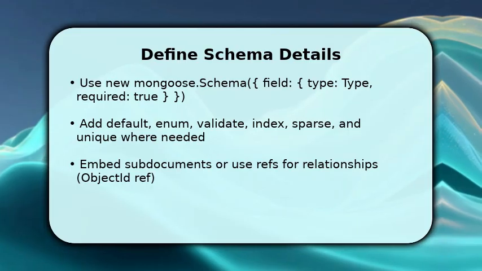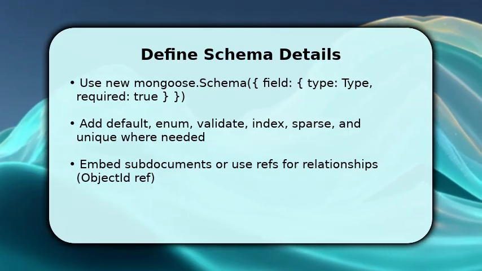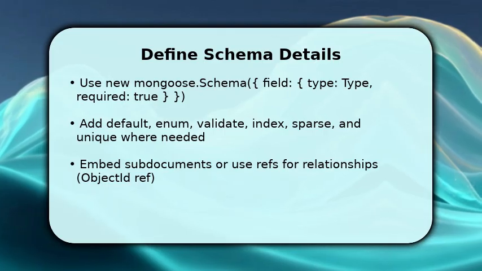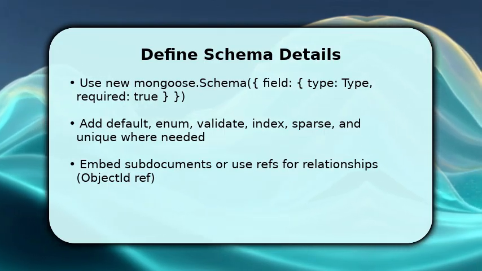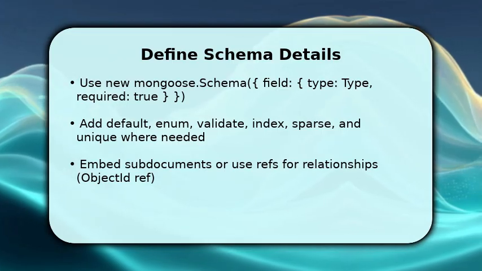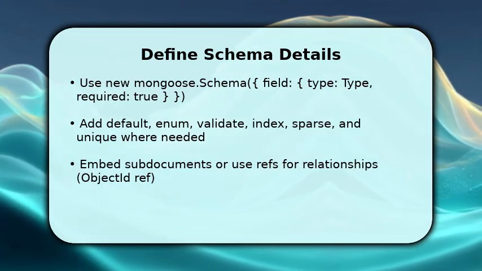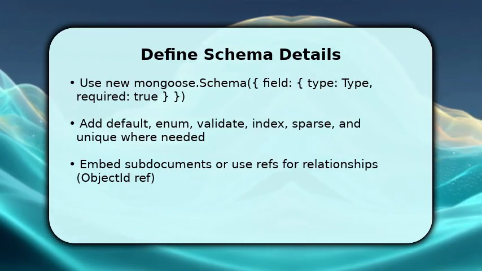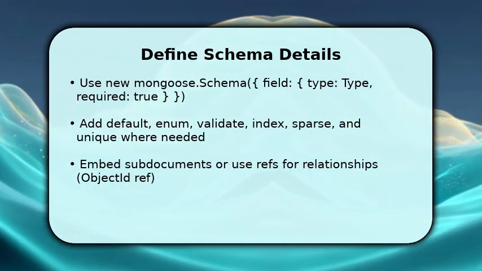For relationships, use object ID with ref pointing to the related model. Once done, attach schema methods, virtuals, and pre/post hooks for lifecycle logic. Make sure to set timestamps: true for createdAt/updatedAt. Finally, compile your model with mongoose.model('User', userSchema), so you can import it across the app.